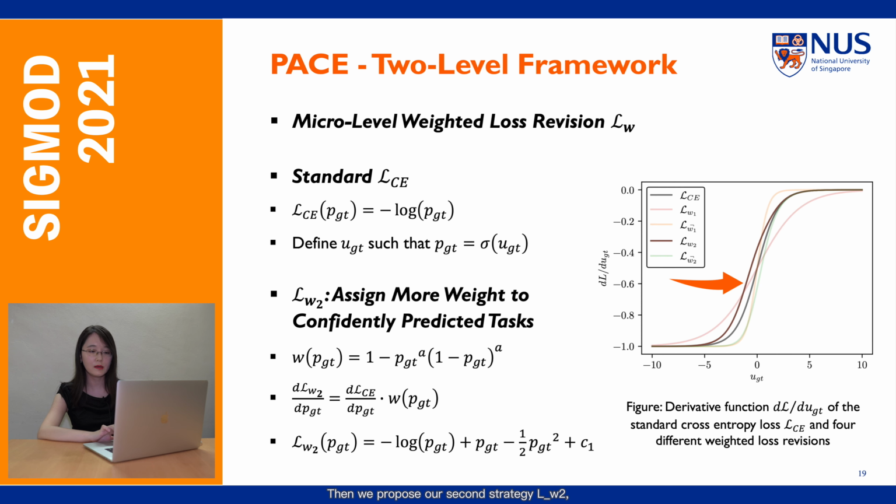Then we propose our second strategy LW2, which is to assign more weight to confidently predicted tasks. We revise the loss function in this way, and the corresponding derivative function is shown as the brown curve in this figure. We can see that, compared with LCE, LW2 assigns less weight when UGT is near 0, denoting an unconfident prediction. So relatively, LW2 assigns more weight when UGT is not near 0, that is, a confident prediction.